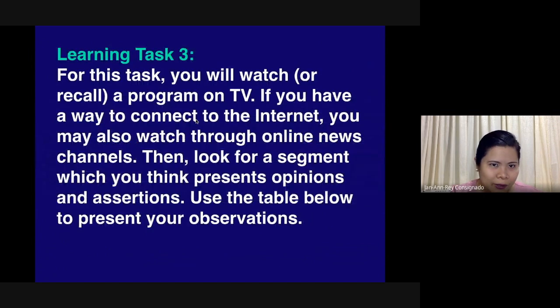Learning task 3. For this task, you will watch or recall a program on TV. If you have a way to connect to the internet, you may also watch through online news channels. Then, look for a segment which you think presents opinions and assertions. Use the table below to present your observations.